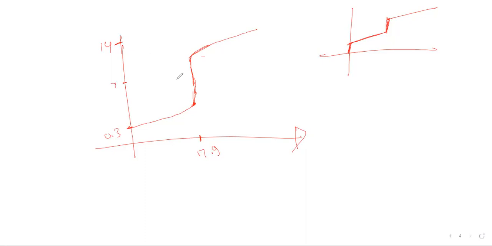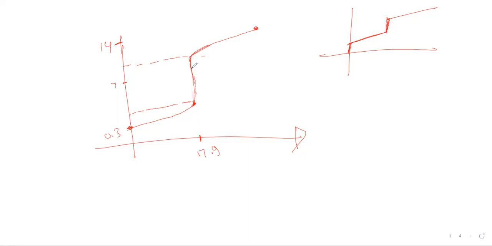So that's 0.3. Now we need to know the range for this sudden rise. This is 14, this is 0.3 we got to know, and somewhere in the middle is 17. Now there is one thing I need to clarify about this sudden increase.